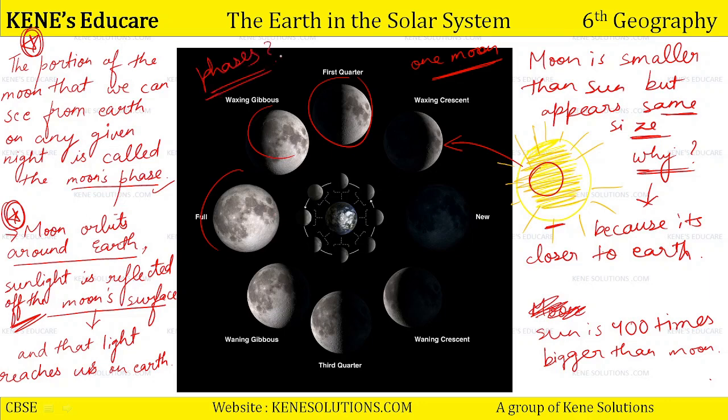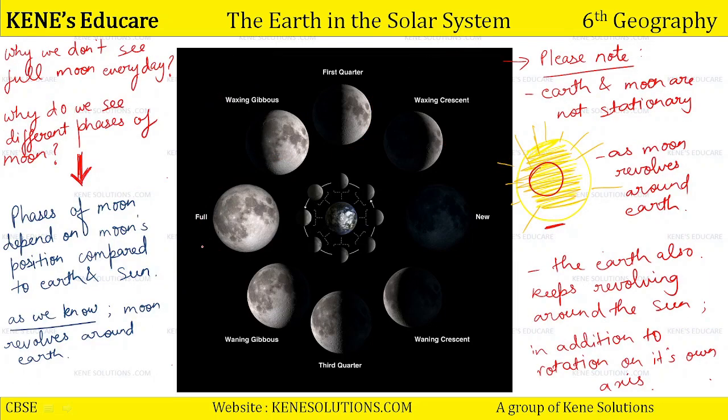Why are we studying these phases? Why do these phases exist? If the sun is so big that it can give sunlight to all the planets, then why are we not able to see the complete picture of the moon every day? Why don't we see a full moon every day? Let me answer this for you. So the answers to your question, why we don't see a full moon every day and why do we see different phases of the moon?